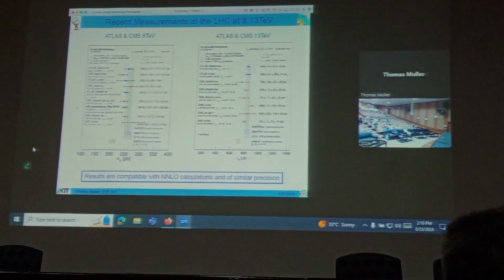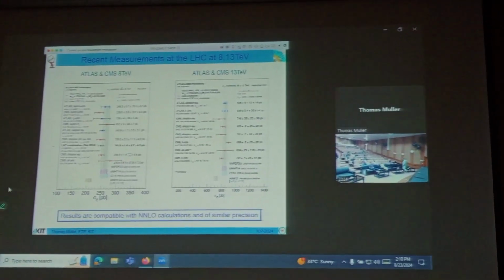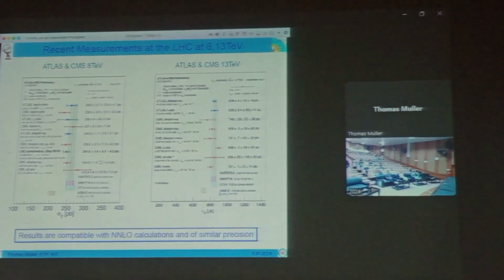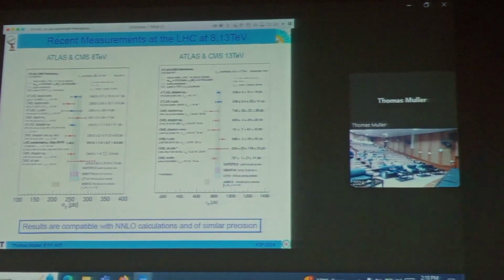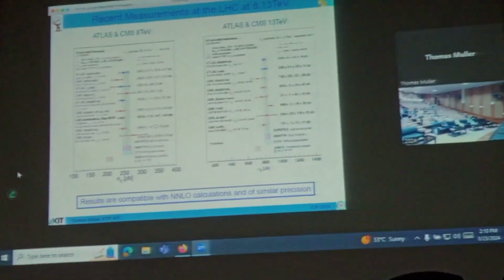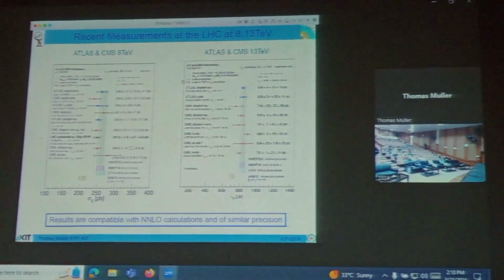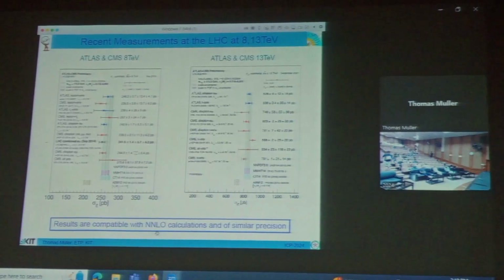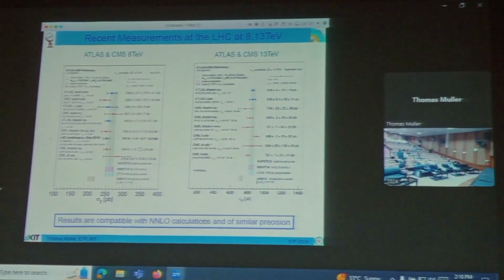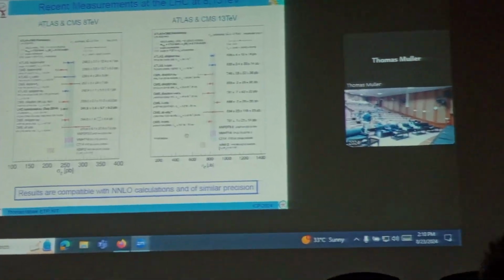And I say, no, not at all, because in the end, what you want to do is test very accurately your theoretical descriptions, and then it is very good to have lower energy data as well. The highest energy data, of course, are also meant to look for the new physics. They are all compatible with next to leading order calculations, and they are all of similar precision, here you see. I will not go into the detail, just remember them.